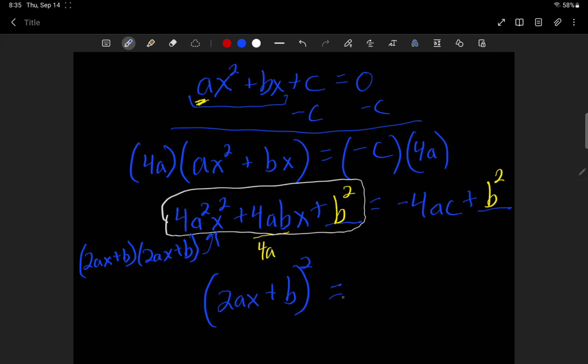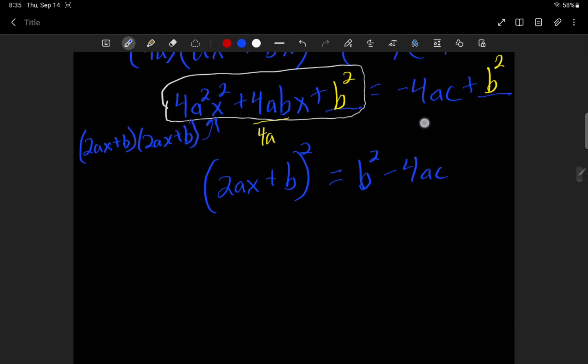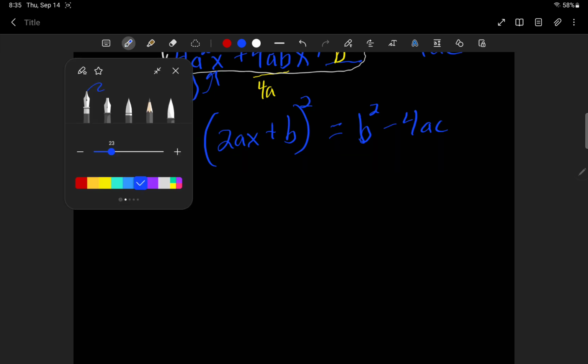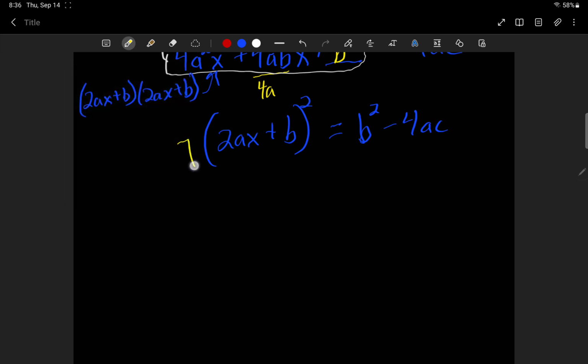And on this side, I'm going to put it in a little bit different order. I want to put it as a polite mathematician with my highest degree. So b squared minus 4ac. Slide that up a bit. Okay, now we're trying to undo this, right? The goal is to determine what x is equal to. So I'm going to go ahead and square root both sides. So I'm going to square root this side, and I'm going to square root this side.